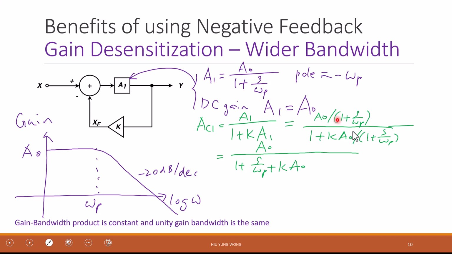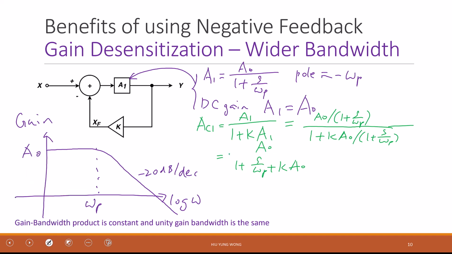Correct? Denominator and numerator multiply by 1 plus omega P. Then this is A0. Then Ka0 is by itself. Then the whole thing becomes 1 plus S divided by omega P, right? But this does not give me any insight. I want to make it in a form like this so that I can find the pole right away and also the DC gain, right? Which is not too difficult.